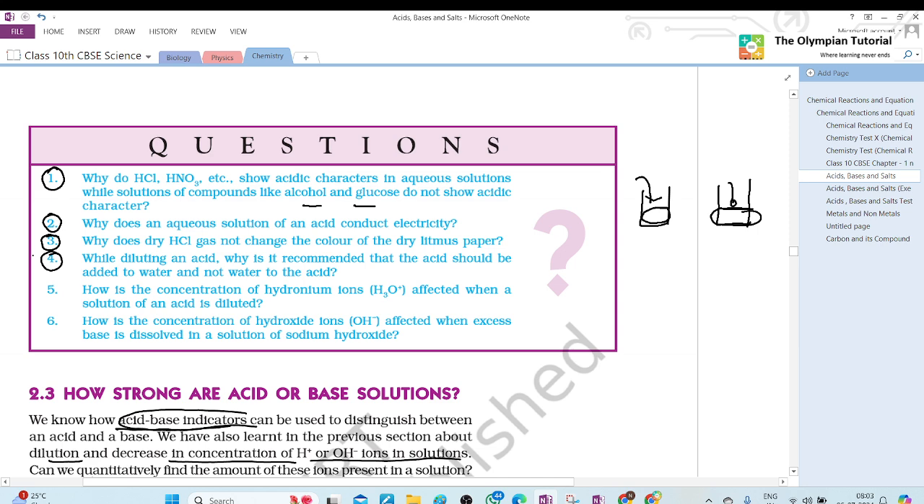That's why dilute solution. One second. Which question are we studying? How is the concentration of hydronium ions affected when a solution of an acid is diluted? We can say concentration decreases. Yes, ma'am. Concentration of hydrogen ion also decreases. Yes, ma'am. Strength of acid also decreases. You can write any statement, all will work.